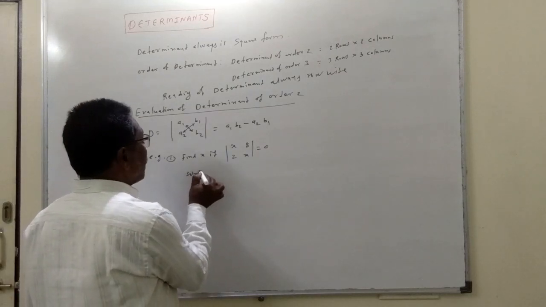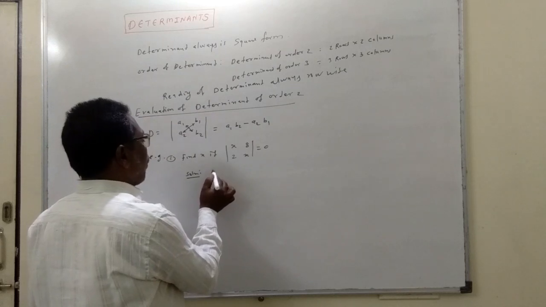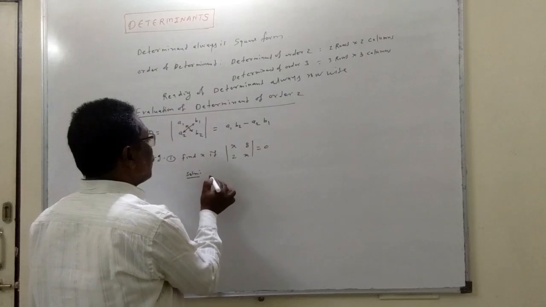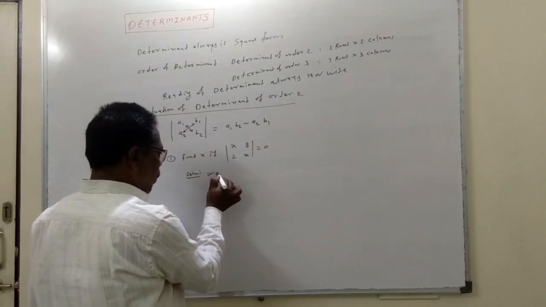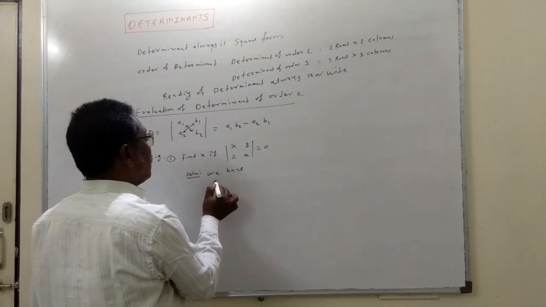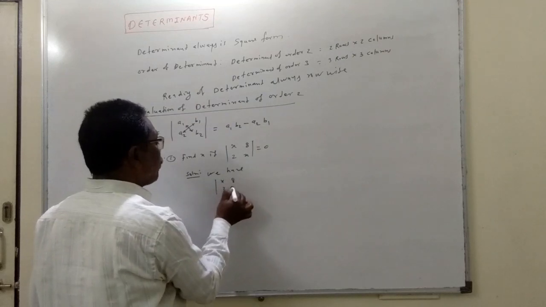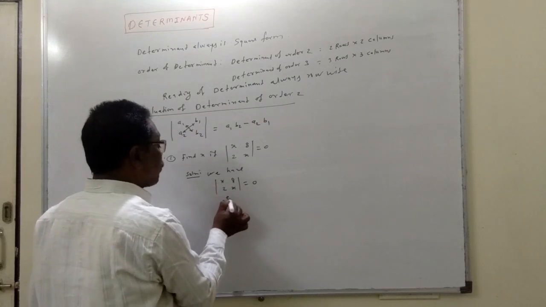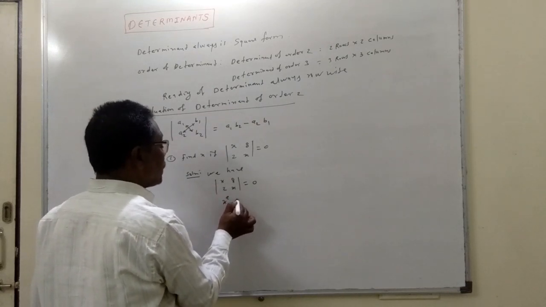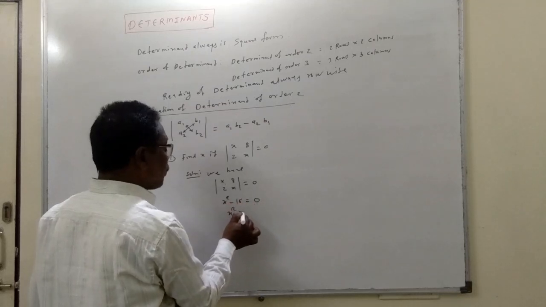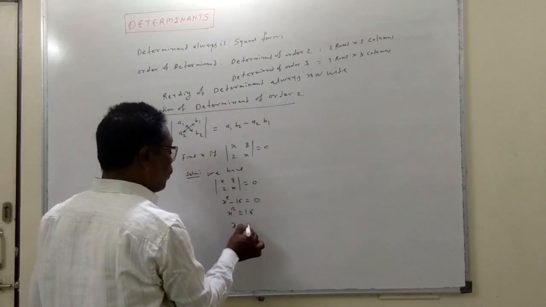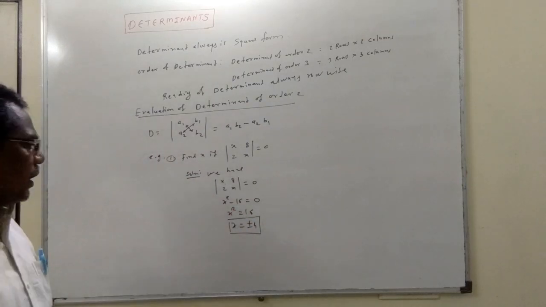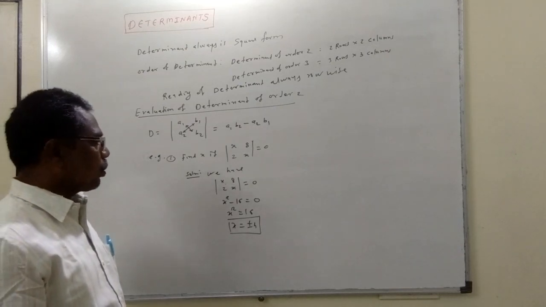So solution, how will we solve this example? Sometimes we are asked to find the value of a variable. So solution: we have the determinant x 8 2 x equal to 0. Now take the product. So x into x, x square, minus 2 into 8, 16, is equal to 0. So x square is equal to 16. So x is equal to plus or minus 4. Not only 4, because this is second degree, two roots are coming. x is equal to plus or minus 4.